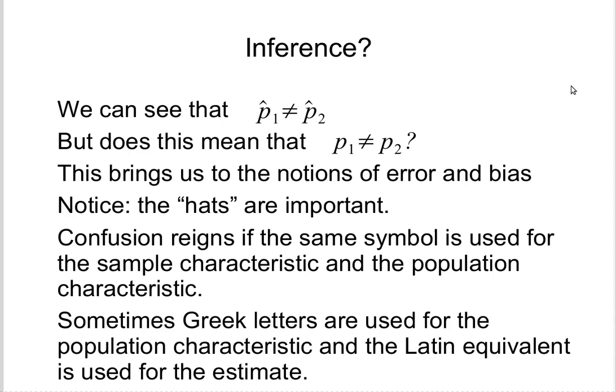So, for example, we will want to use the Greek letter beta quite a bit, or alpha, or gamma. But the estimate, in some instances, will be the Latin equivalent. So if we have a population characteristic that we wish to call beta, then the Latin equivalent would just be the letter B. If we have the Greek letter alpha, then the Latin equivalent would be the letter A. And so on.